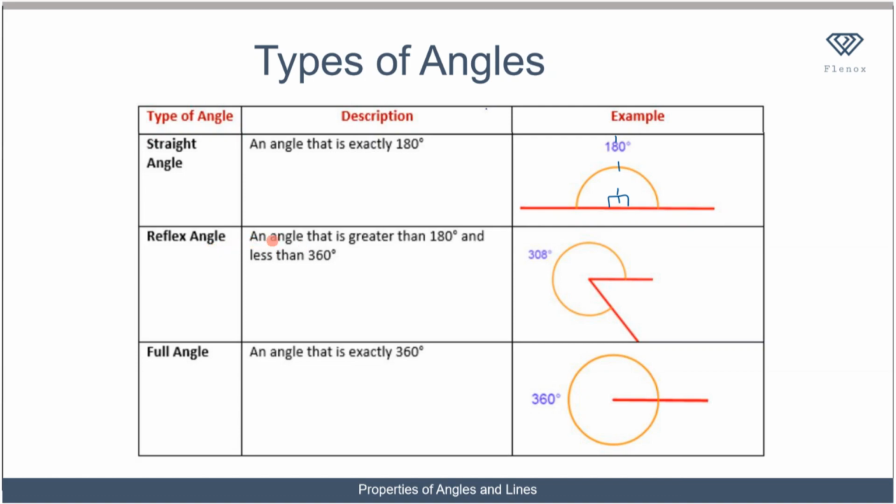A reflex angle is an angle that is greater than 180 degrees and less than 360 degrees. So here I have an angle that is greater than 180 degrees, because as I have said, from here to here is 180 degrees, but it is less than 360. So that angle is referred to as a reflex angle, while a full angle is an angle that is exactly 360 degrees. So when I start from a point and I go round to that same point, I have a full angle, and the total degree is equal to 360 degrees.